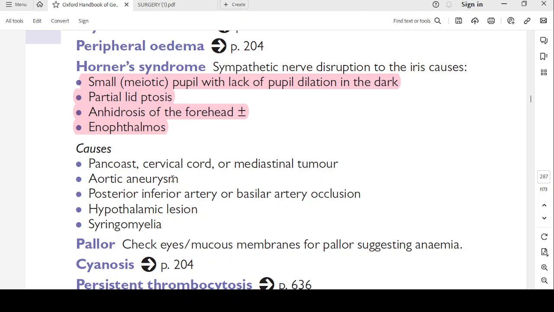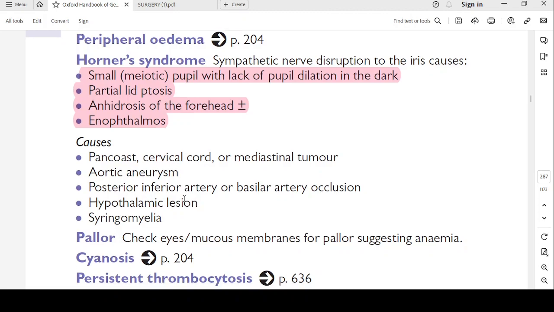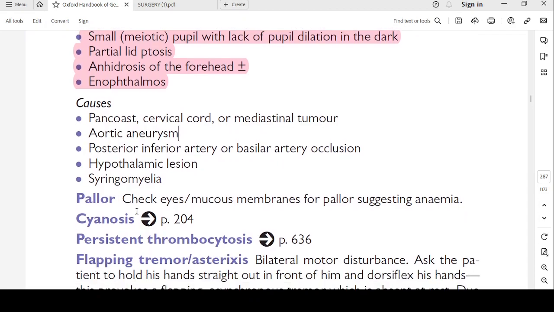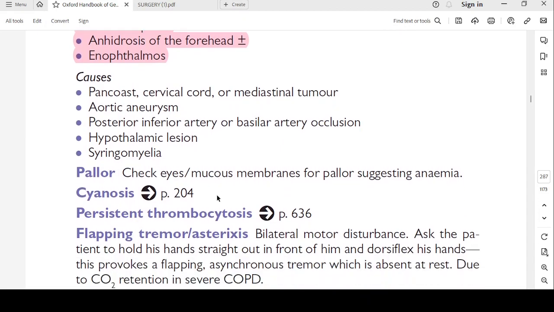Aortic aneurysm, posterior inferior cerebellar artery or basilar artery occlusion, hypothalamic lesion, or syringomyelia. So these are the causes: Pancoast, cervical cord tumor or mediastinal tumor, aortic aneurysm, posterior inferior cerebellar artery or basilar artery occlusion, hypothalamic lesion or syringomyelia. Pallor. Check the eyes and mucous membranes for pallor suggesting anemia.